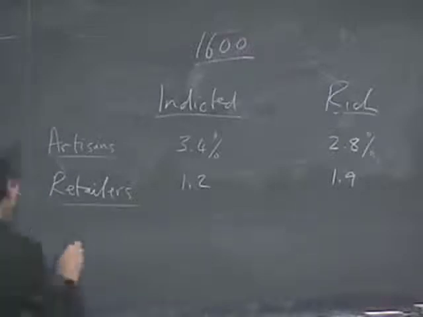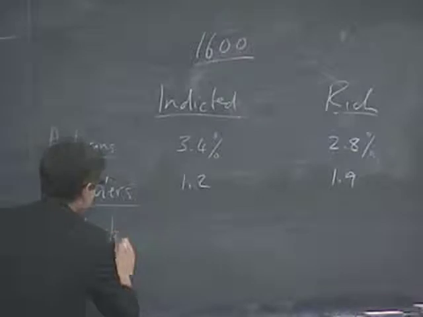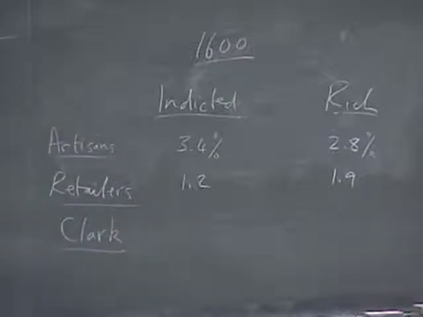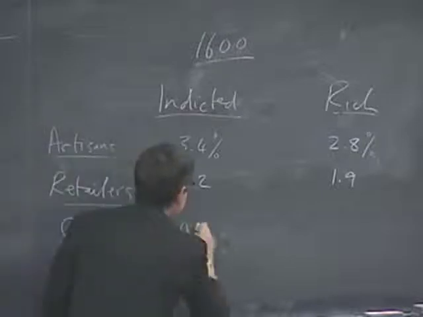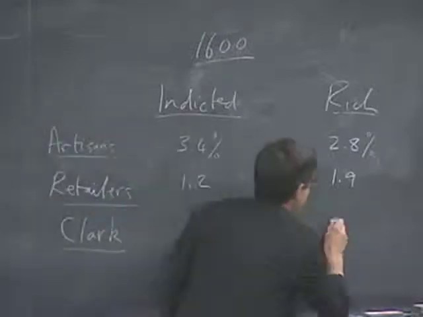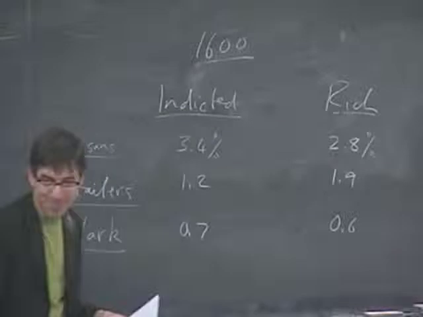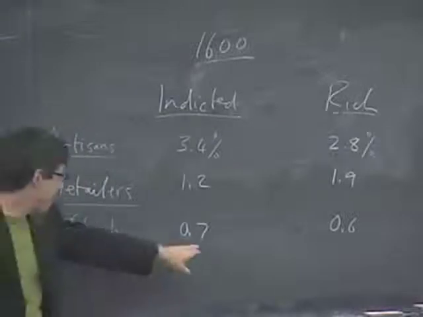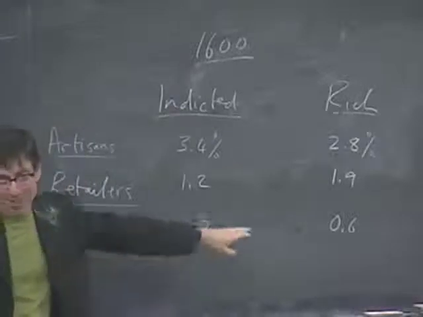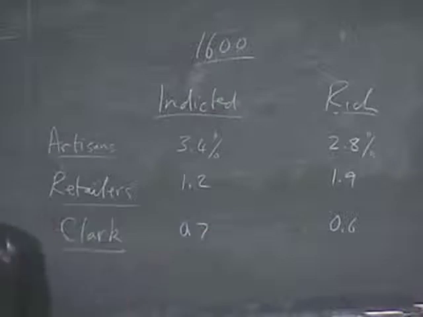And then the last name that we can look at is, well, what about Clerk, right? Which, as I say, is a very upper class name in the Middle Ages, right? It's among this educated elite. How many of the indicted? 0.7%. How many amongst the rich? 0.6%. There's as many criminal clerks as there are rich clerks by 1600.